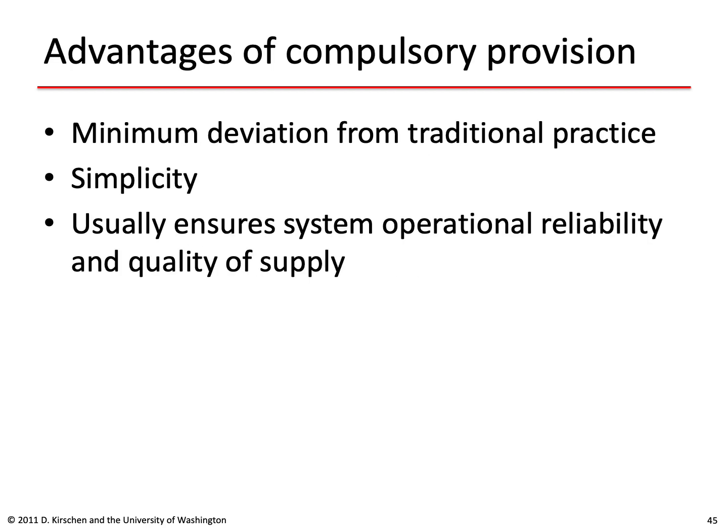Now, compulsory provision has advantages. It represents a minimum deviation from traditional practices in vertically integrated utilities. And it's also very simple. You just write the rules and you tell the generators that they have to follow them. And it will usually ensure that the system operation reliability and quality of supply will be met.